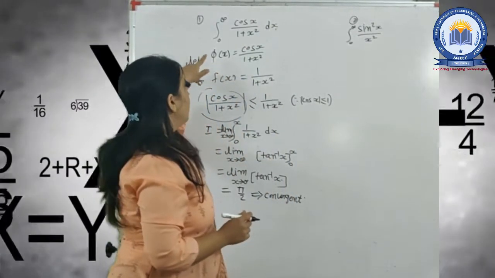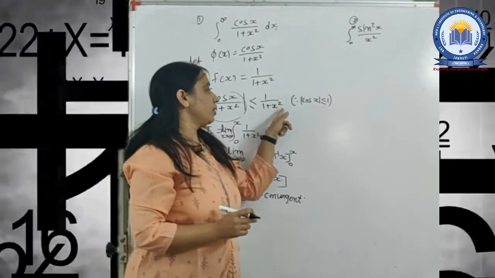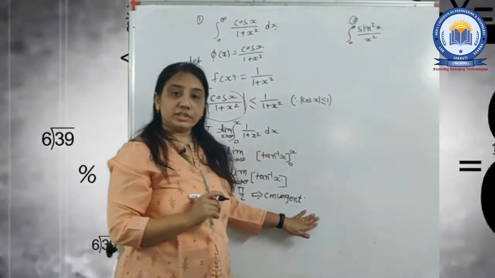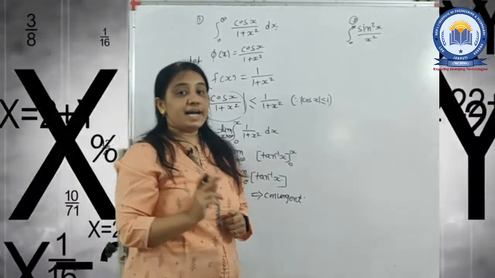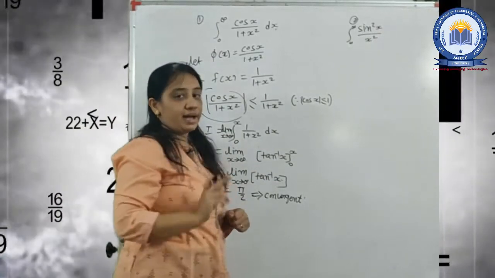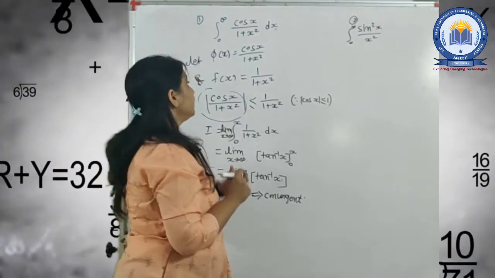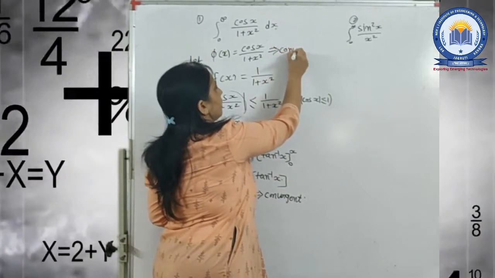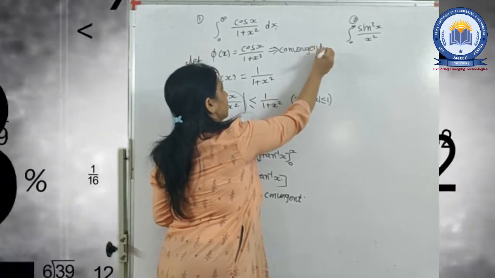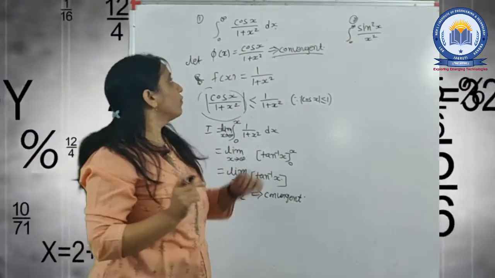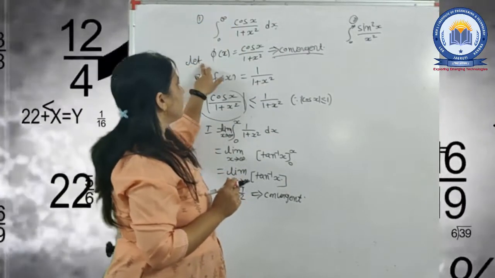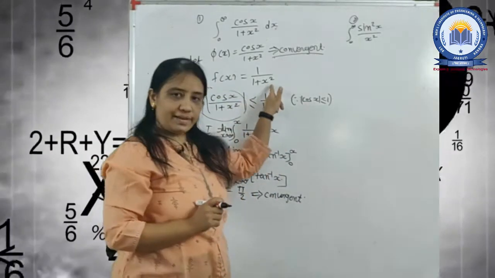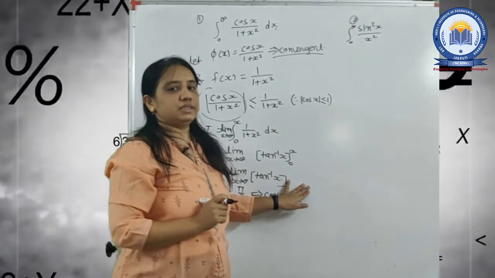So phi x is less than or equal to fx, and fx is convergent. So by the comparison test, we can say that phi x is also convergent. So the main thing is, whatever is given, you have to assume it as phi x, and from that try to derive an fx and then check the convergency.